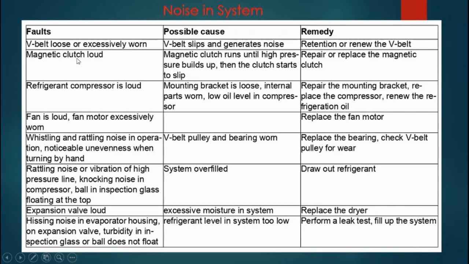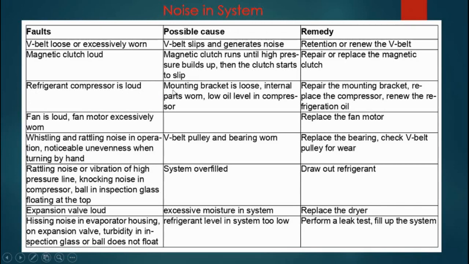Second is the magnetic clutch loud. The magnetic clutch runs until high pressure builds up, then the clutch starts to slip. It means repair or replace the magnetic clutch, replace the compressor. Third is the refrigerant compressor is loud.